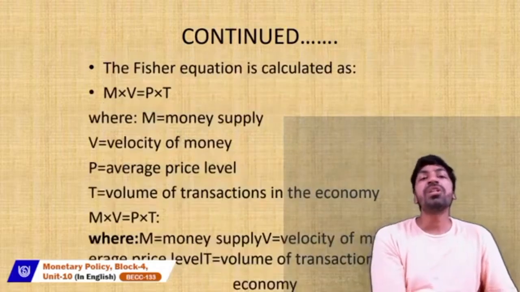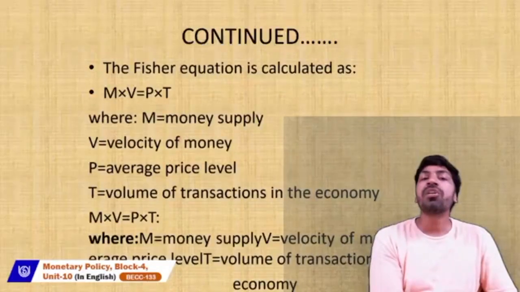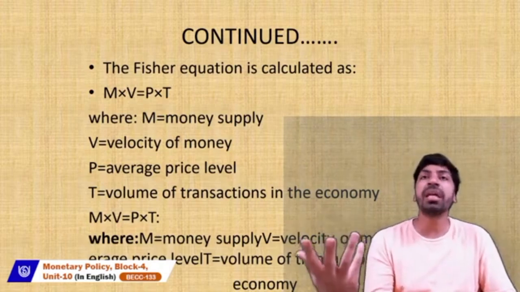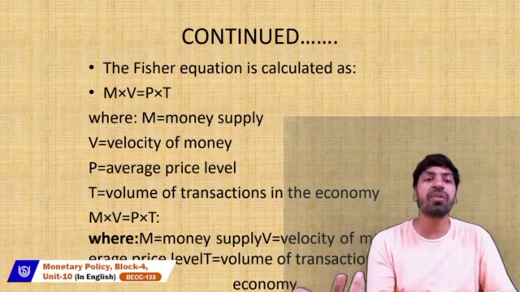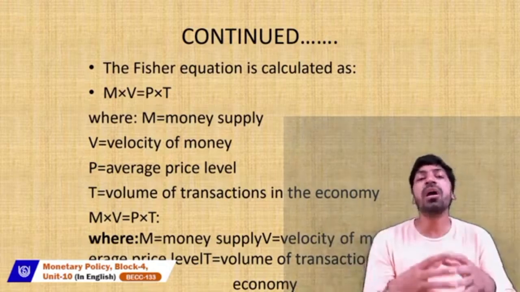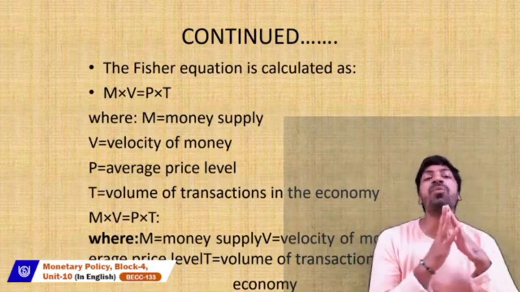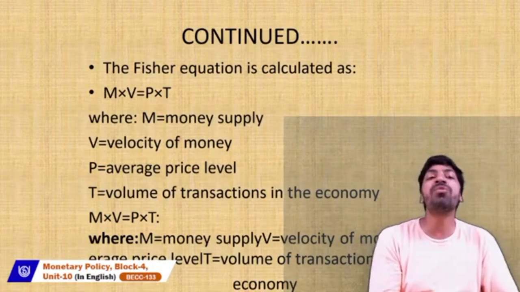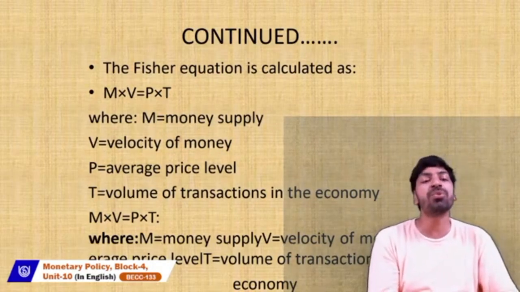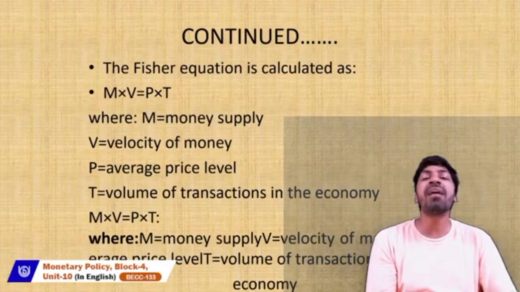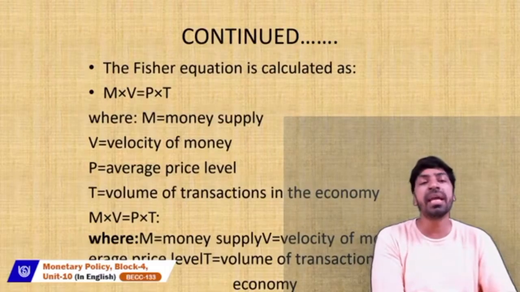This is the equation of the quantity theory of money, which I already named as the Fisherian theory or the neo-classical theory. The equation under this quantity theory is the Fisher equation, which is MV = PT. M is the money supply, V is the velocity of money, P is the average price level, and T is the volume of transactions in the economy.